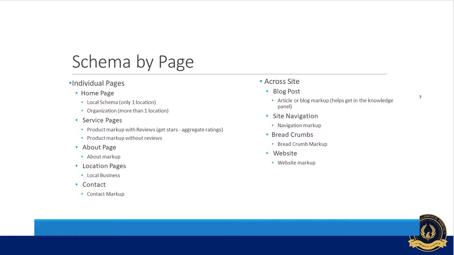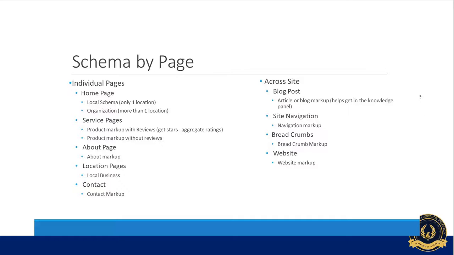On the service pages, this is a little trick: you're going to use product markup with reviews or product markup without reviews. The product markup with reviews is what's going to get the stars, but you've got to make sure that you have reviews on that page that you can reference. Then we've got our about page markup, contact page markup, and then across the site, we've got blog posts.